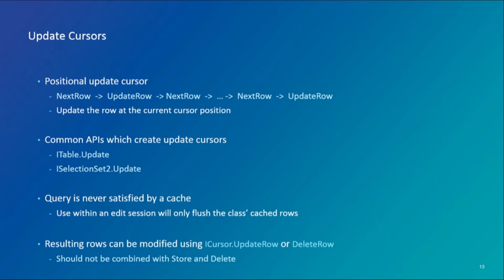These cursors are never satisfied by the cache, only the search cursor was. The resulting rows can be modified, but they're modified by passing it back to the cursor, i.e. ICursor.updateRow and ICursor.delete. They cannot be mixed with store and delete calls directly on the row.